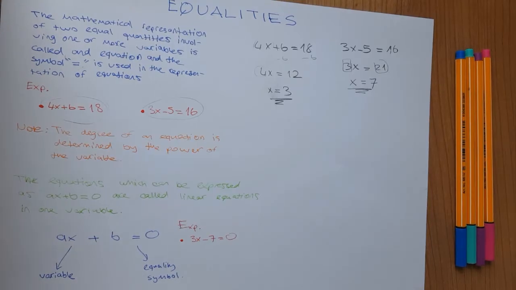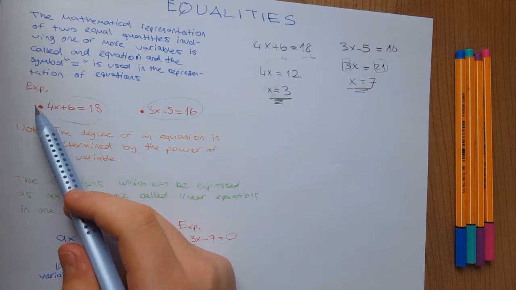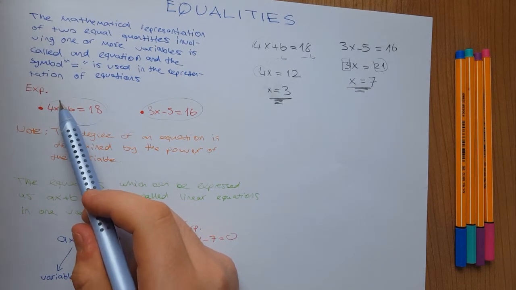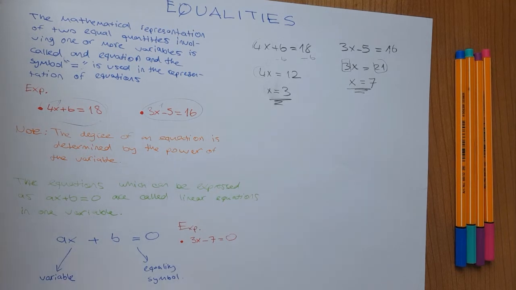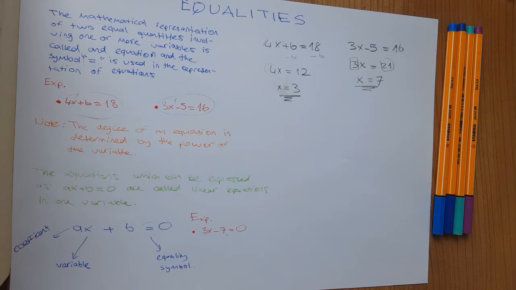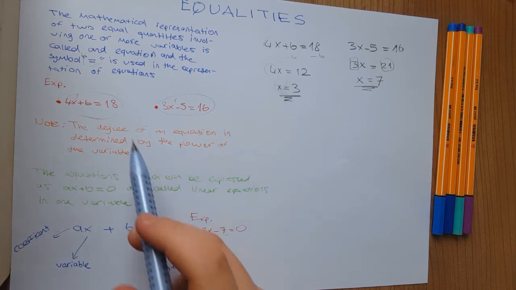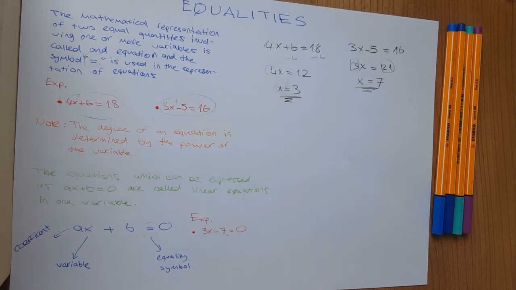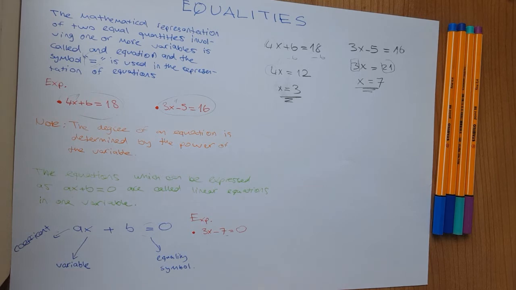Now let's continue reading. The degree of an equation is determined by the power of the variable. In these equations, the degree of the variable is 1. We don't write 1 because it doesn't change anything. The equations which can be expressed as ax plus b equals 0 are called linear equations in one variable. A here is the coefficient of the variable, x is the variable itself, and this is the equality symbol as we said here. For example, 3x minus 7 equals 0 is a linear equation in one variable.